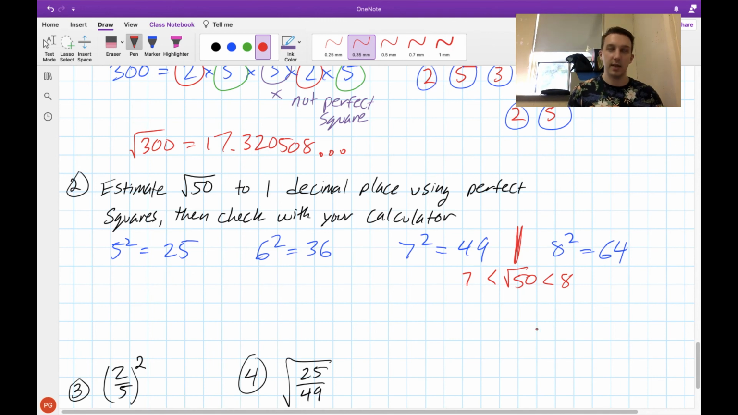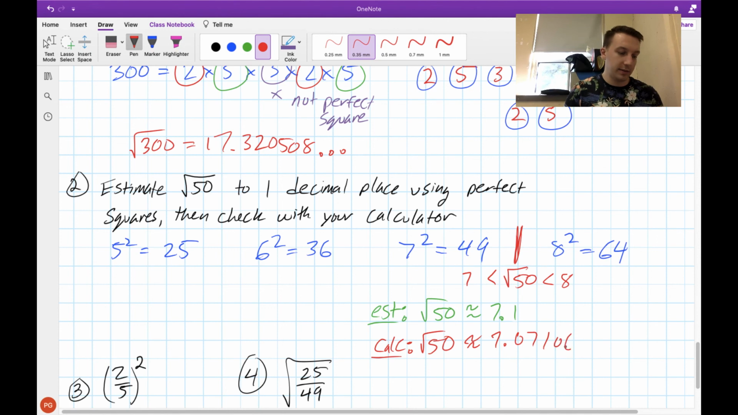Since 50 is between 49 and 64, the square root of 50 is going to be between 7 and 8. Now, it's going to be a lot closer to 7 than it is to 8 because 50 is very close to 49, and it's a lot further from 64. So we could estimate that the square root of 50 is maybe something like 7.1. And if we plug it into our calculator, what we get is 7.0710678, which if we rounded to one decimal place here, would also be 7.1. So our estimate's actually pretty much spot on.